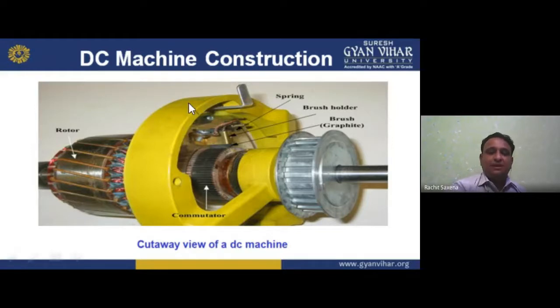So see, this is basically the rotor. Then we have the spring brush holder. This one is the brush. See, this one is the brush, but I have used a heavy machine. The brush is made up of graphite, either copper or carbon. We use carbon because we want to improve the commutation. I hope you understand.